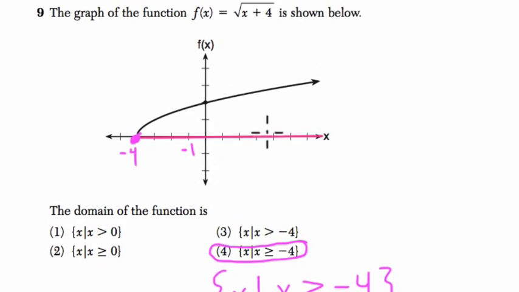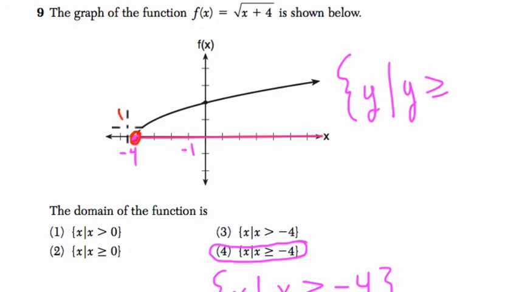Now, what about the range? Just for fun, let's look at the range. That would be y such that y is greater than or equal to what? Well, the range refers to the heights of the graph. Now, this point right here has a height of 0. It's the point negative 4 comma 0. That's the lowest height I see on these points.